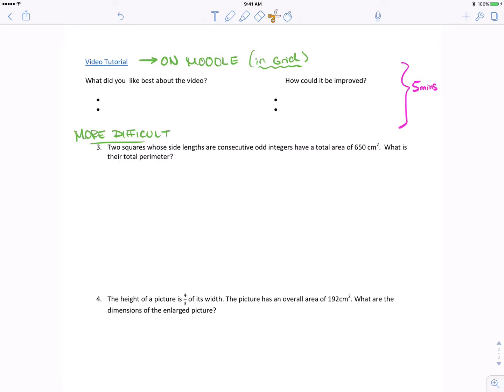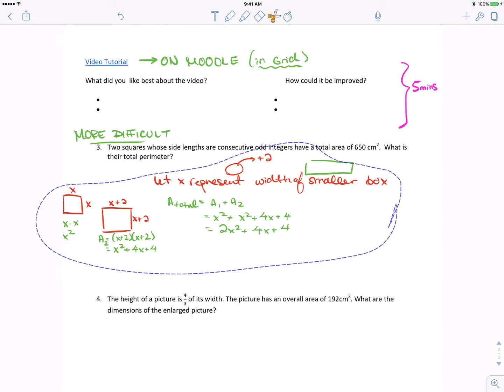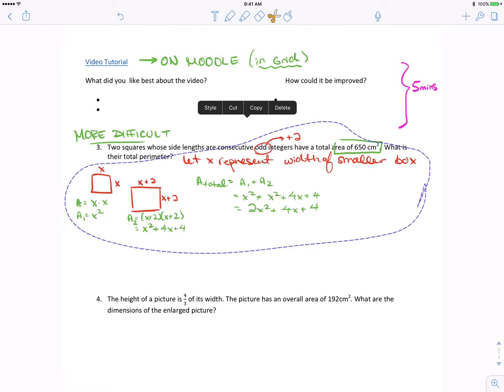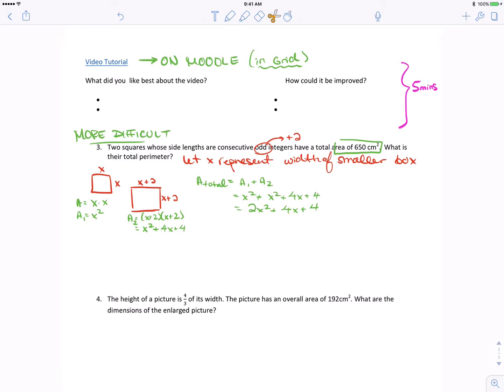Alright, so part 2, the more difficult kind of word problems. Here we're looking at a question that says two squares whose side lengths are consecutive odd integers have a total area of 650 centimeters squared. What is their total perimeter? Now I'm going to start off here by noting a few things. The first thing I want to do is say let x represent the width of the smaller box. Okay, so this here is going to be my smaller box. And we're going to call that x by x. It has to be a square.